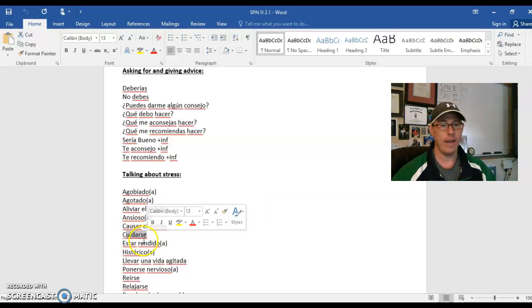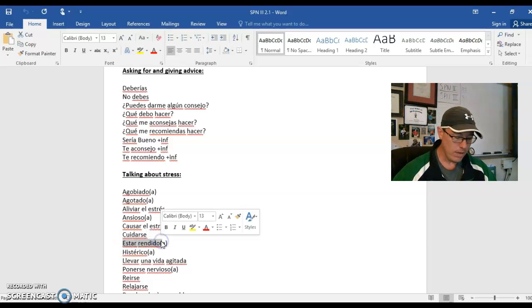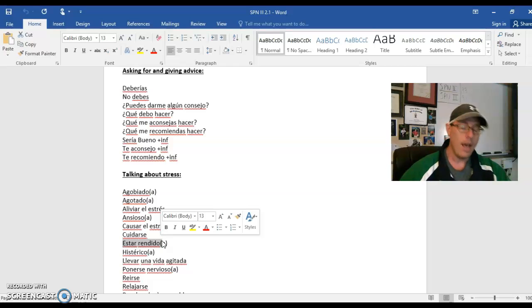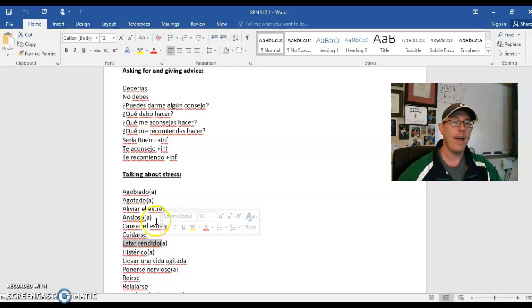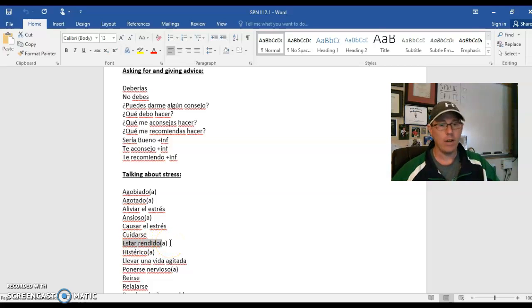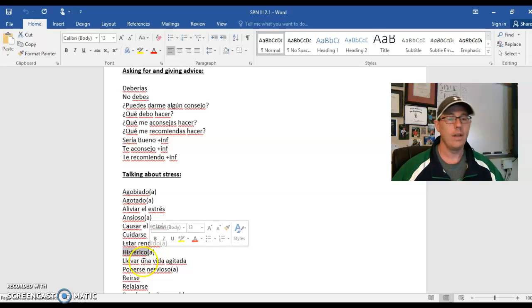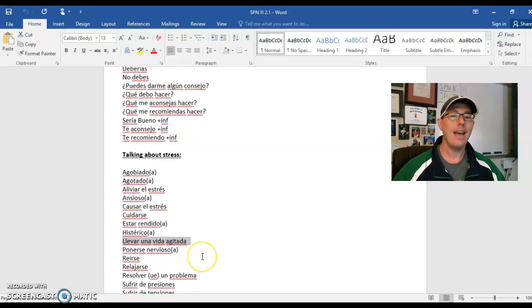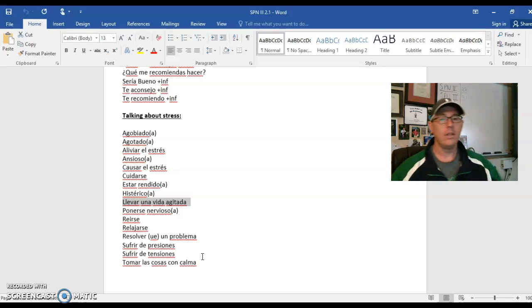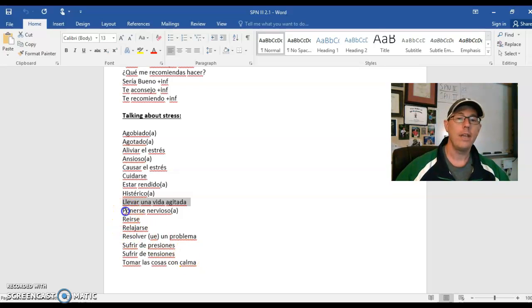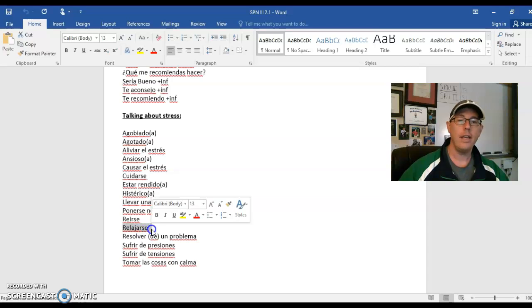Causar el estrés, to cause stress. Cuidarse, to take care of or to care for. Estar rendido is another one of those slightly weird ones, it's like agobiado. It means to be worn out, not like the adjective worn out in general, but estar rendido is to be worn out. It's slightly different. It's a verb form of the same adjective. We'll hammer that out a little more in class. Llevar una vida agitada, to live an agitated life or to have a very busy life. Ponerse nervioso is to get nervous. Reírse is to smile. Relajarse is to relax.